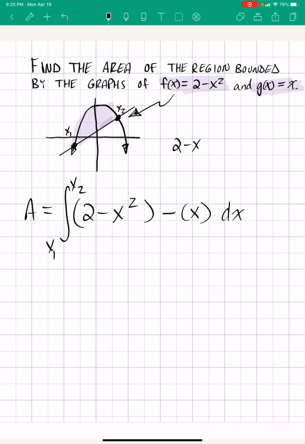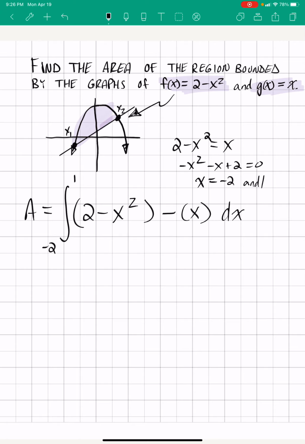We would set this up to be equal. And after we do a little math, we end up with this. Negative x squared minus x plus 2. And if we solve that, we'll quickly find out that the x values are going to be negative 2 and 1.